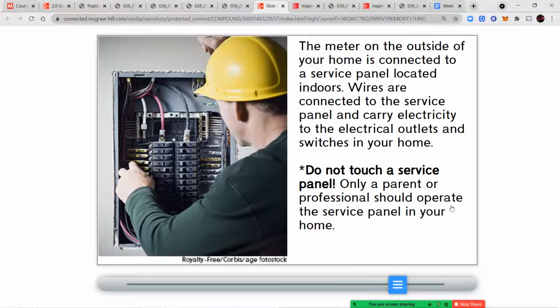The meter on the outside of your home is connected to a service panel located indoors. Wires are connected to the service panel and carry electricity to the electrical outlets and switches in your home. Don't ever touch a service panel. Only a parent or professional should operate the service panel in your home. You can ask your parents to see what it looks like. They look very similar to the picture here. They have a whole bunch of switches on them, but again, make sure you're not touching anything yourself.